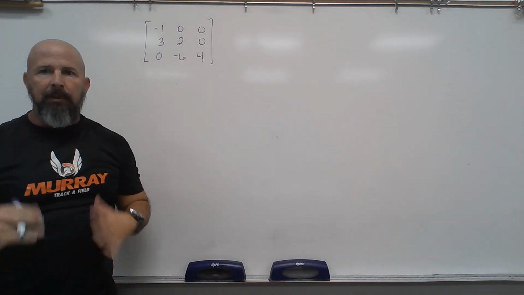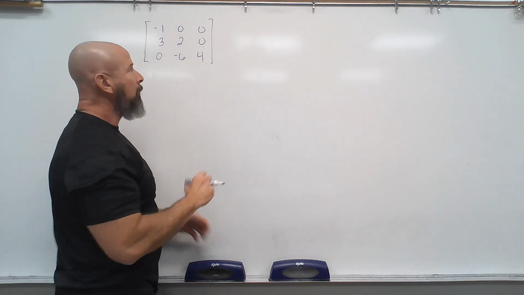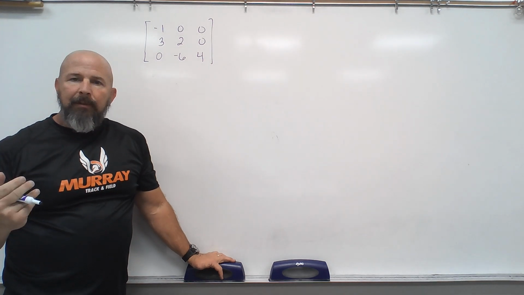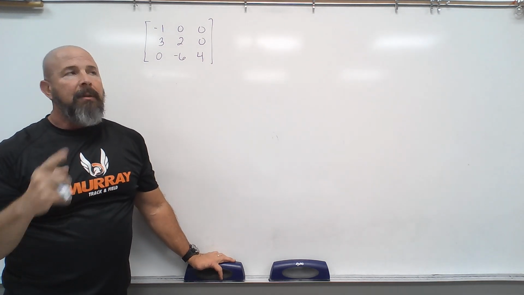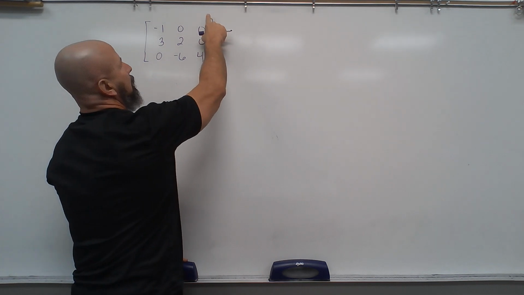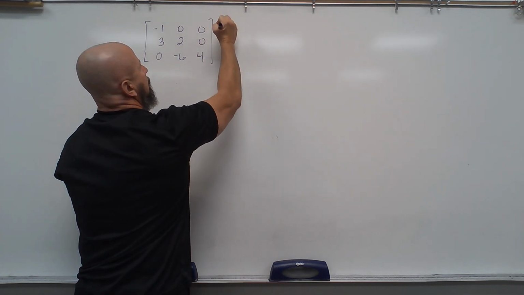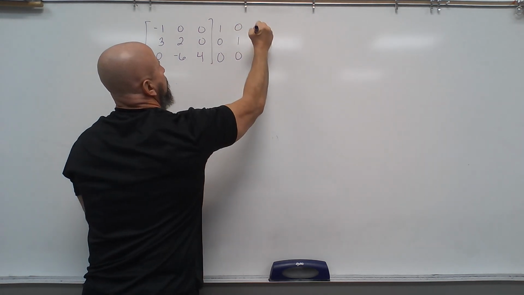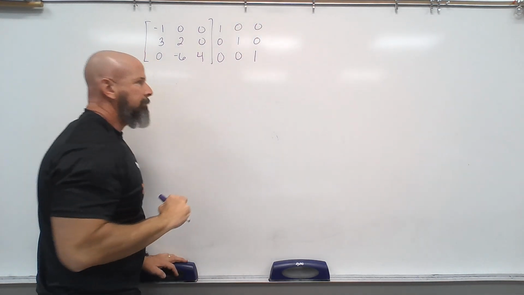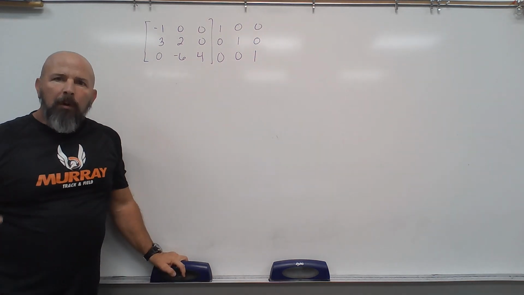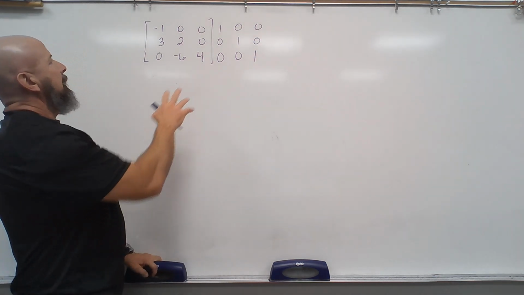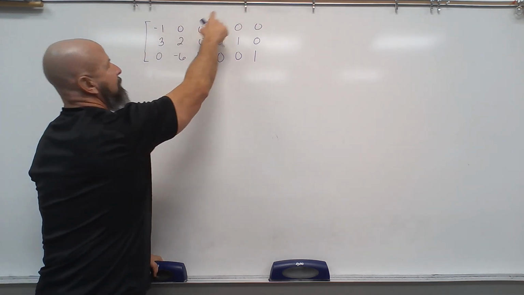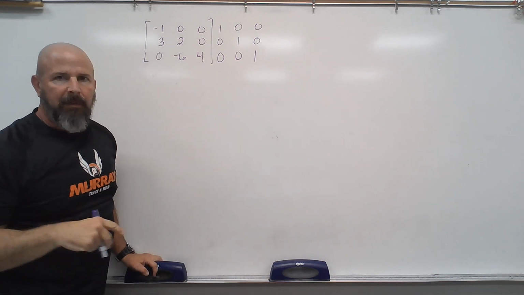To find an inverse of a 3 by 3, what I want to do is write my identity 3 by 3 matrix next to it. So I'm just going to go right here, 1, 0, 0, 0, 1, 0, 0, 0, 1. And I'm going to work with this matrix, not just as a 3 by 3, but as a 3 by 6. So we've got 6 columns there.